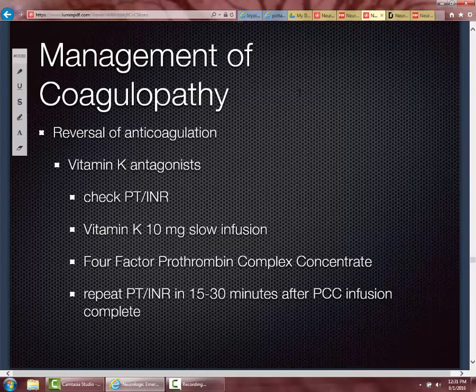So the most commonly used dose here will be 25 international units per kg. The maximum dose you can give is 50 international units per kilogram. And because they're on warfarin specifically, you do want to give them vitamin K once and possibly twice.